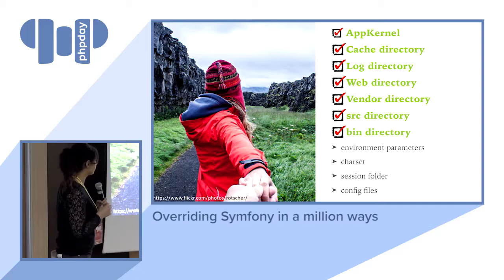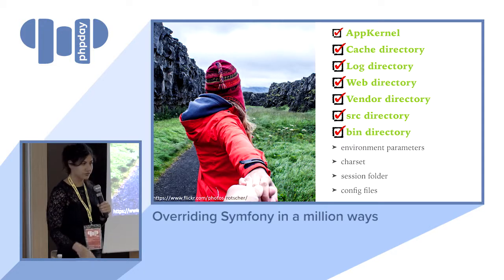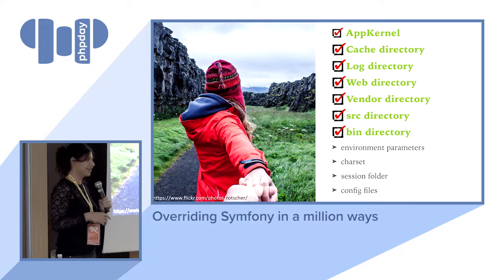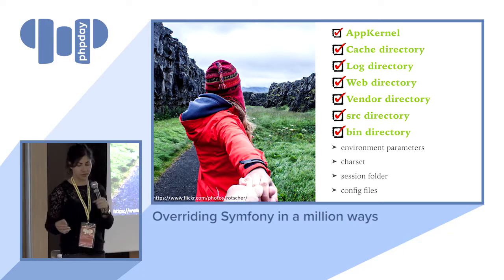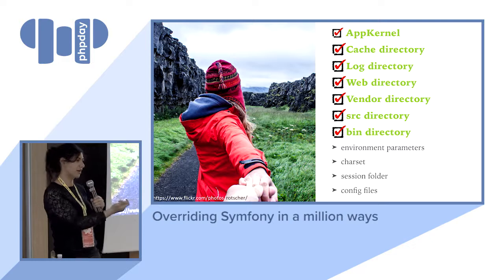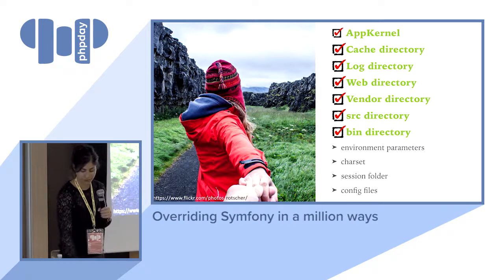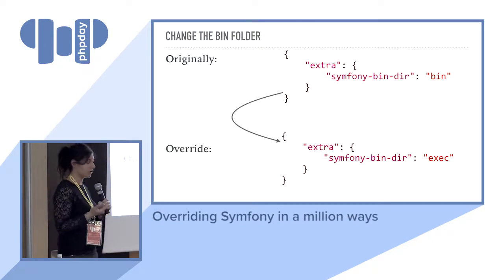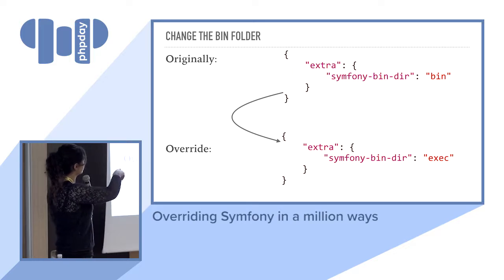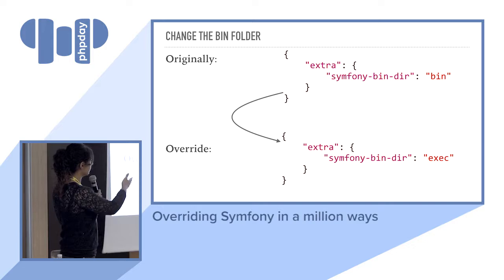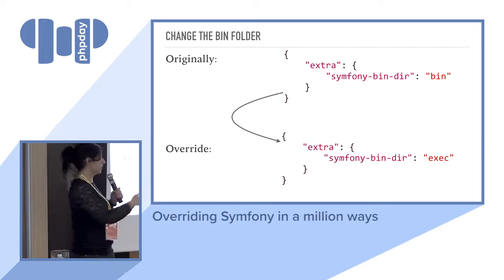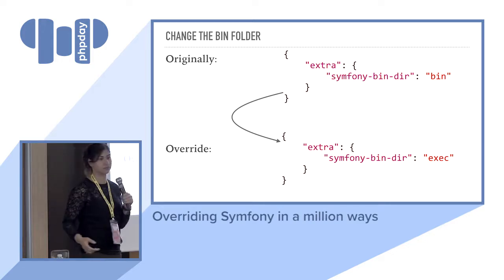Bin directory. In the bin directory, most of the time you have console, you know, bin/console. You have also maybe PHPUnit or whatever executable file you need to run. If you want to change the name of this directory, you just have to change the parameter which is in the composer.json file again. And yeah, symfony-bin-dir, and that's it. Here I changed it from bin to exec.